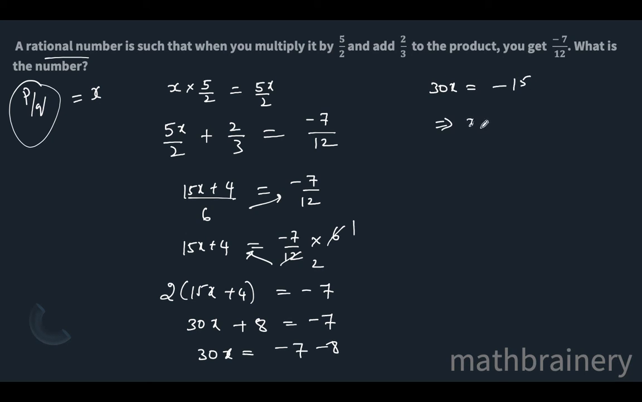What does this imply? x must be minus 15 by 30, 15 ones are 15, 15 twos are 30. So your x must be minus 1 by 2. So the required rational number is minus half. Let's look at the next question.